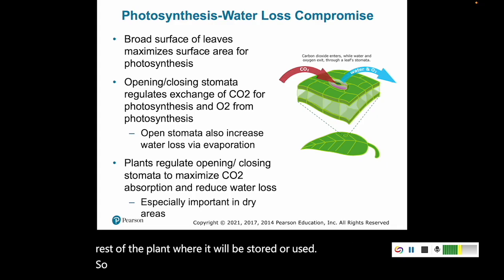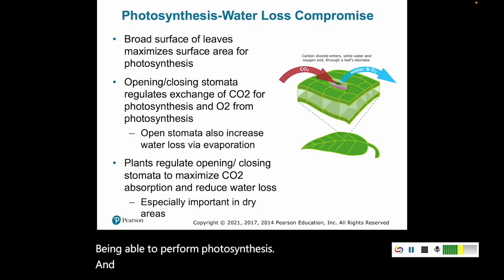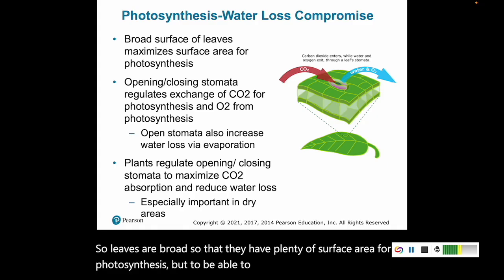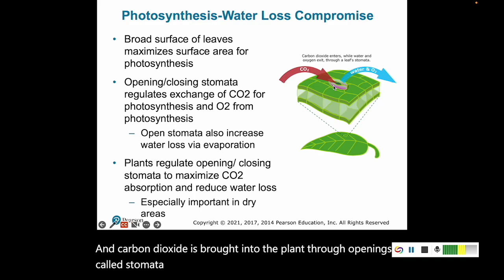So I just mentioned this compromise between being able to perform photosynthesis and minimizing the loss of water. So leaves are broad so that they have plenty of surface area for photosynthesis, both to be able to absorb light and to bring in carbon dioxide. And carbon dioxide is brought into the plant through openings called stomata. It brings in the carbon dioxide. It also lets out water and oxygen from that.